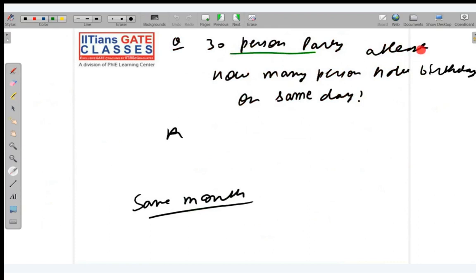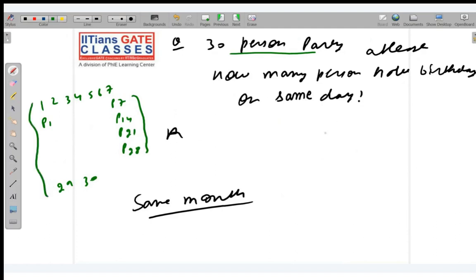Next is: 30 persons are in a party, at least how many persons have a birthday on the same day? That is the question. So it's again like that. We will consider the worst scenario. What is the worst scenario? 7 days are there, 1, 2, 3, 4, 5, 6, 7, and 30 persons are there. We will try to divide them. So person 1 up to person 7 are over, then person 14, then person 21, and then person 28, then 29, and then 30. See this: 4 and 1, that is 5. So at least 5 will have a birthday on the same day.